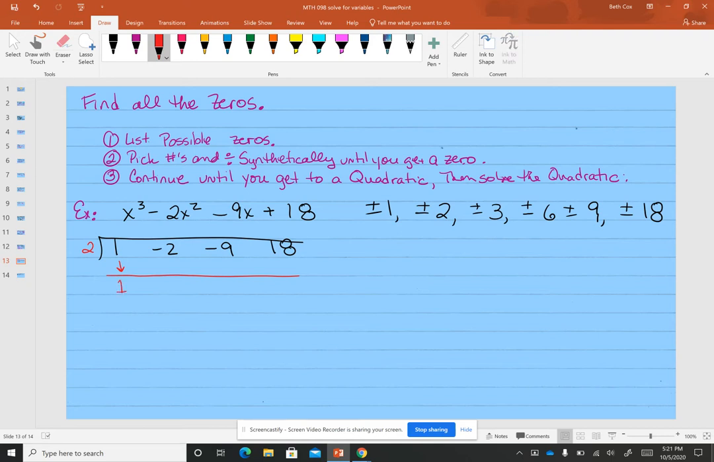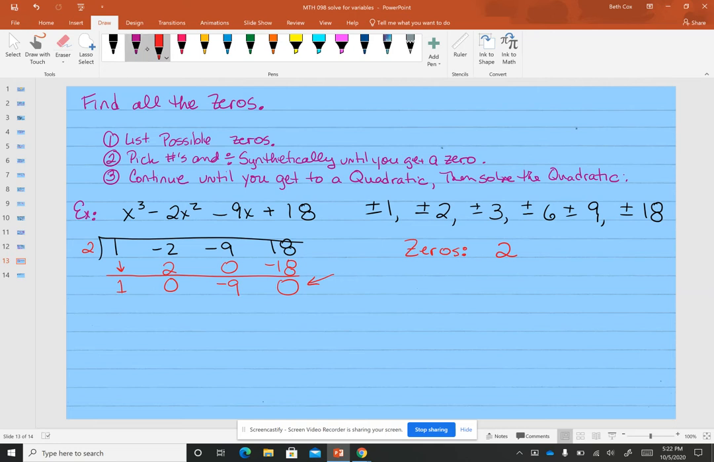So I bring down the 1. 2 times 1 is 2, and I get 0. 2 times 0 is 0. I get negative 9. And hey, I got lucky. I got an answer on the first go around. Looky there. So 2 is an answer. So my zeros start with 2. I have one. I have a winner. Yay.